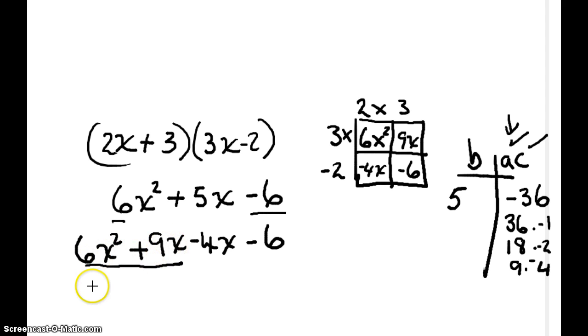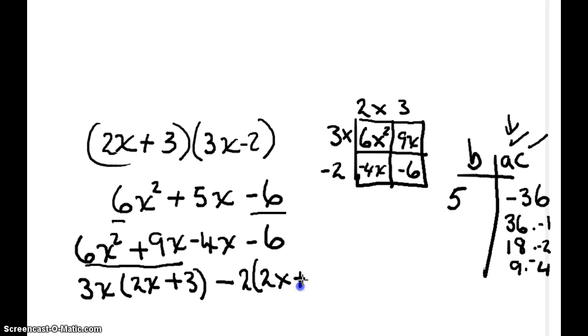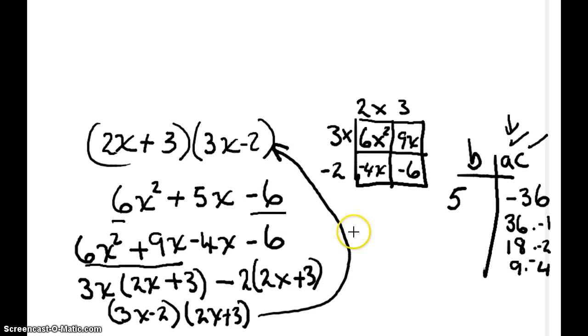Okay, 6x squared and 9x, the GCF is 3x, which leaves me with 2x plus 3, and over here my GCF is 2, which leaves me with 2x plus 3, and then I just simplify: 3x minus 2 times 2x plus 3. And as you can see, I generated this polynomial by multiplying, so I got back. And so we should be able to move back and forth.